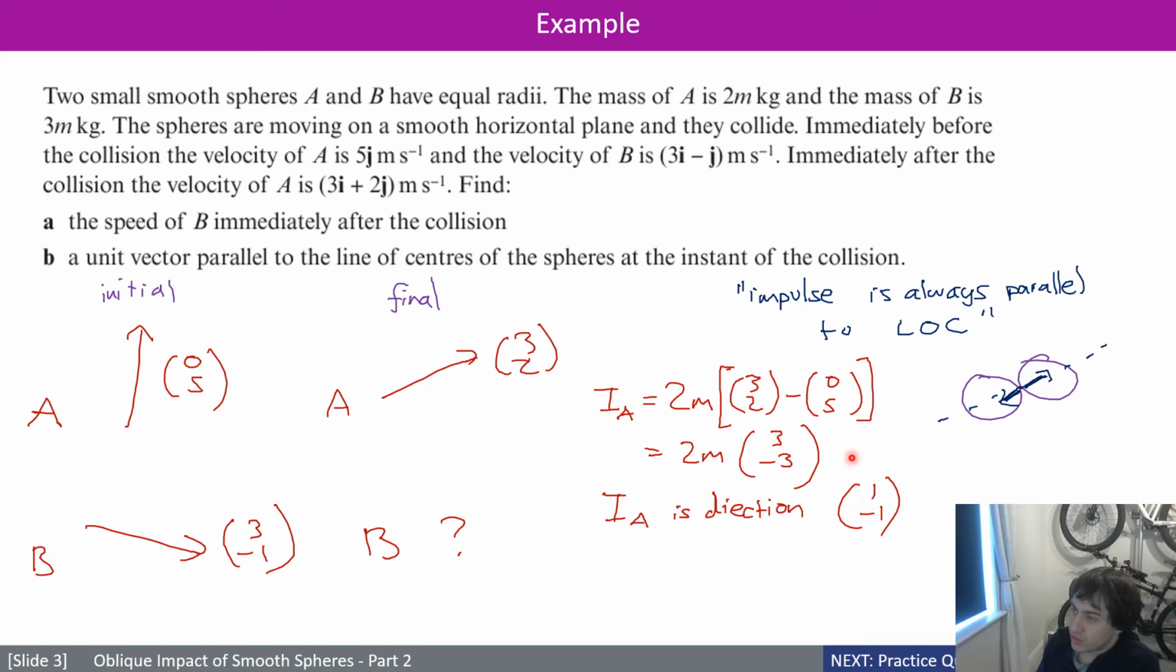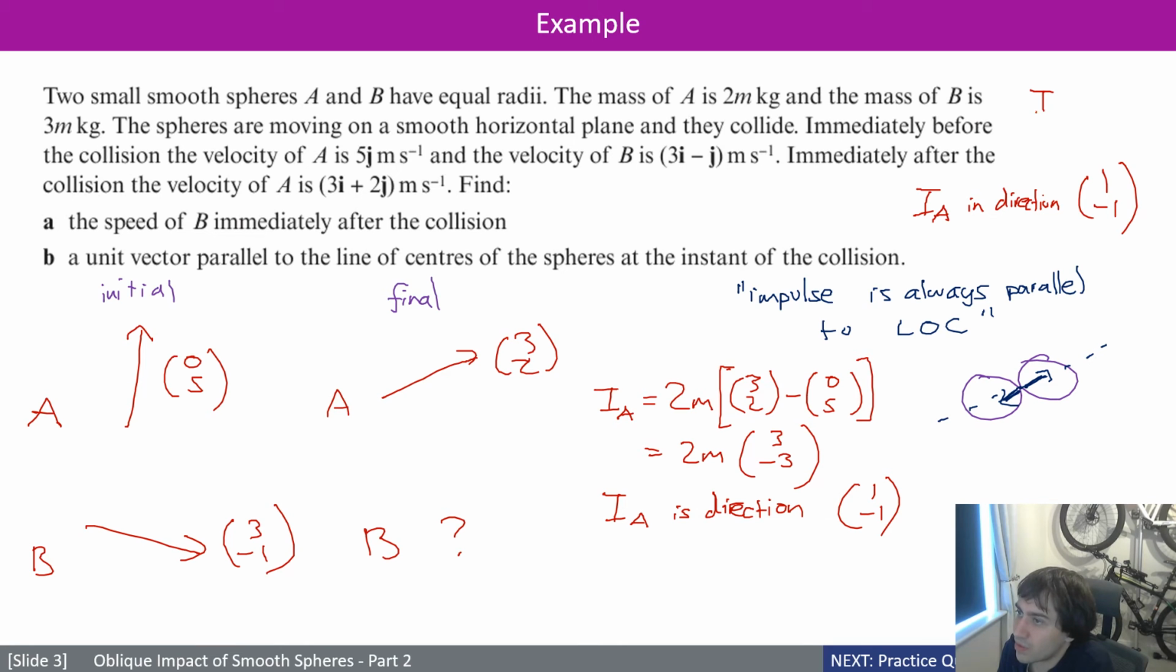That's the direction. So now we can actually accurately draw what's happened. I'm just going to rub all this out, other than to note that the impulse A is 1 minus 1, right? Not equal to, it's in that direction, right? IA is in that direction.